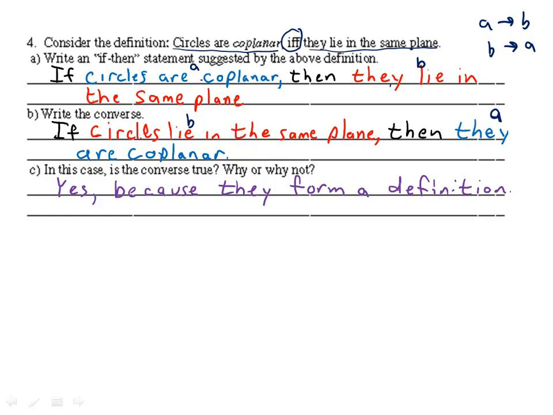Part C, in this case, is the converse true? Why or why not? Well, yes, it has to be, because it's from a definition. Definitions are made up of a true conditional statement and its converse, which is also true. And so it's not automatic that a converse of a conditional statement is going to be true, but when you put them together in a definition, then both the original conditional statement and its converse have to be true. And so since we are told this is a definition, we know that it was made up of a true conditional statement and its converse, which is also true.